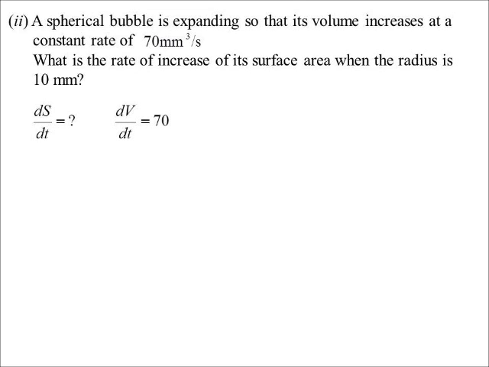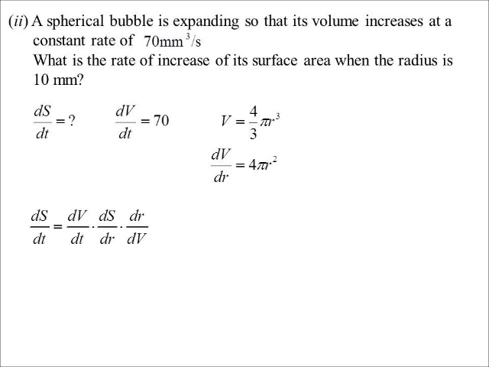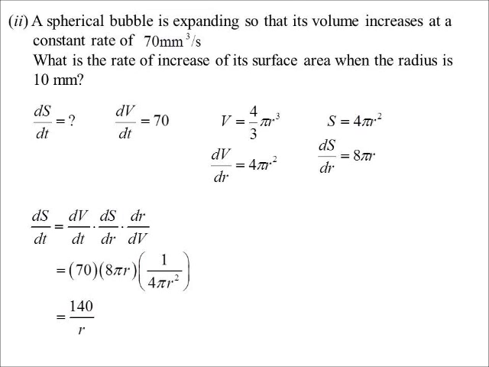Now, we've been told dV/dt is 70. Now, it's a bit hard to link volume and surface area together, other than that one we just saw. So what I can do is link volume with radius. I can also link surface area with radius. So using three derivatives, I'll be able to come up with an answer here. There's our dV/dr that we just found. Let's now find dS/dr, so differentiate surface area. And that's everything now. We can sub into our formula, and we end up with 140 over r.